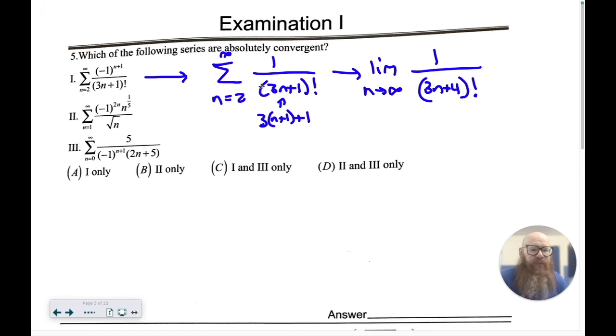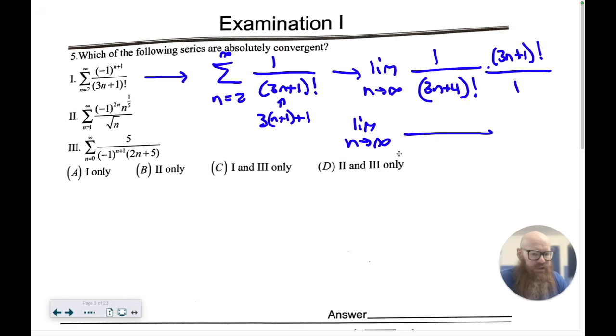Then I'm going to divide it by a sub n, which is like multiplying by the reciprocal. So that's 3n plus 1 factorial over 1. And then this is the limit as n goes to infinity of, well, what happens down here is I can rewrite this as 3n plus 4, 3n plus 3, 3n plus 2. Remember, factorials just keep multiplying by the one below it. Then I get 3n plus 1 factorial, which cancels with this. So I end up with that.